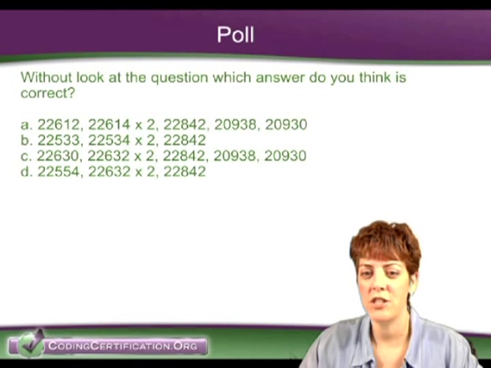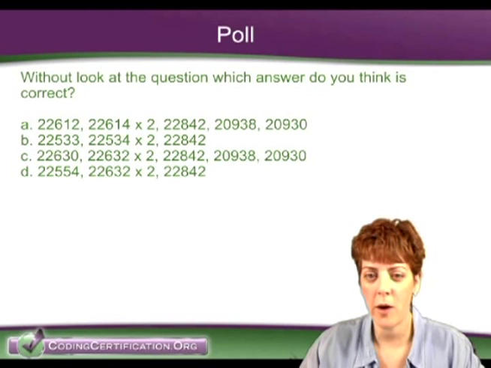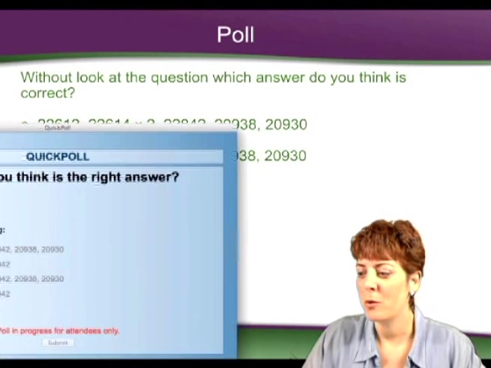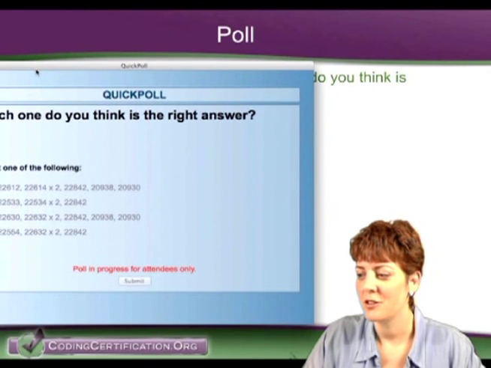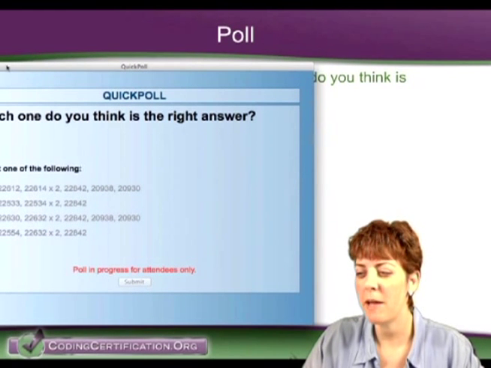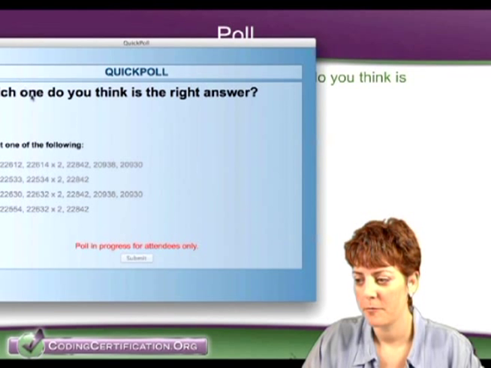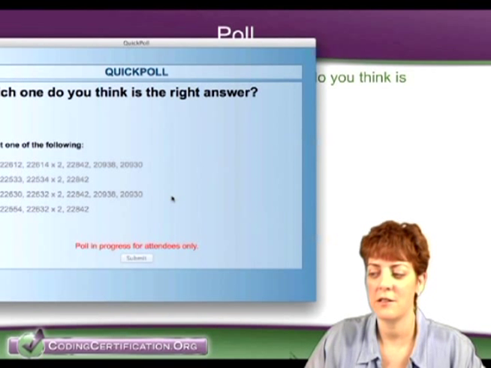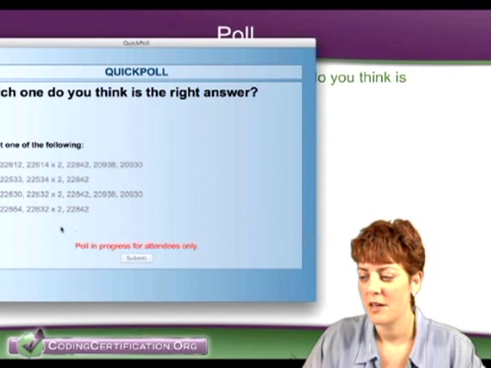Okay, so take a minute, just guessing. I know I didn't put the question up, but which answer do you think is the right one, just by looking at the codes? Answer A, we've got 1, 2, 3, 4, 5 codes. Answer B has 3 codes. Answer C has 1, 2, 3, 4, 5 codes. And then answer D has 3 codes.